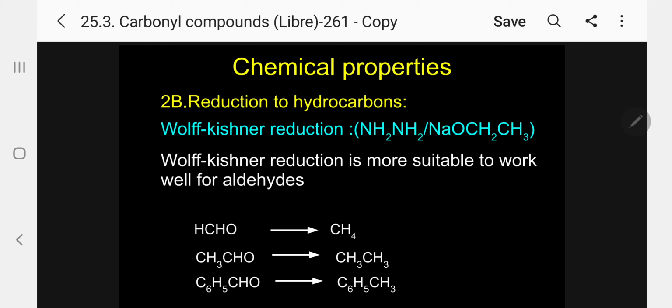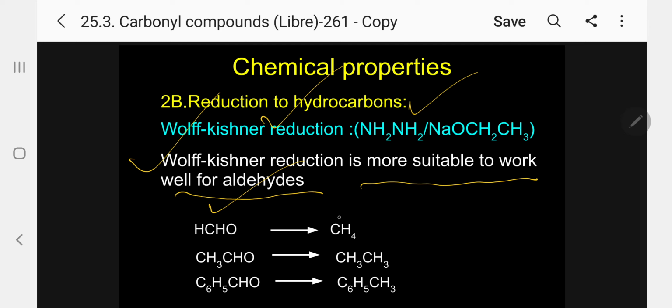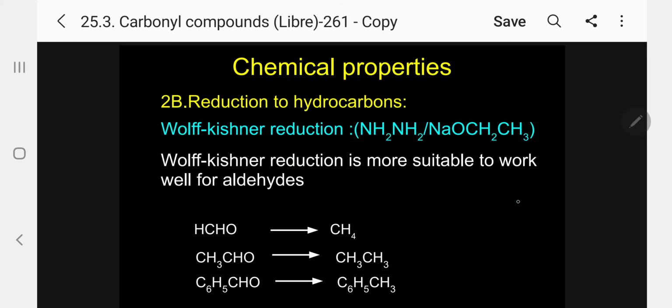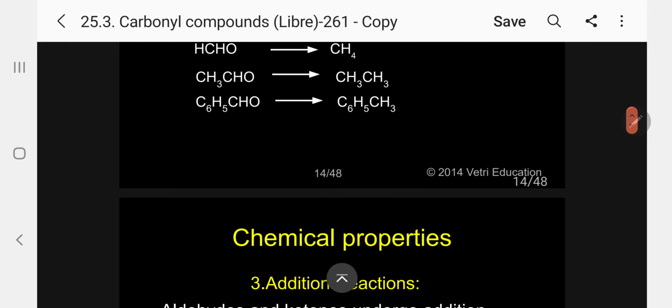Reduction to hydrocarbon: Wolff-Kishner reduction. The reagent is hydrazine in the presence of sodium ethoxide. Wolff-Kishner reduction works well for aldehydes. Kindly follow. Formaldehyde gives methane, acetaldehyde gives ethane, benzaldehyde gives toluene, methyl benzene. So this is more suitable only for aldehyde, less suitable for ketone. Please memorize. This is important.